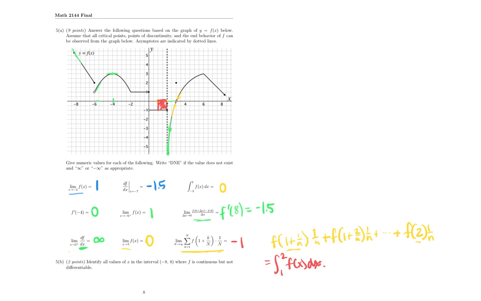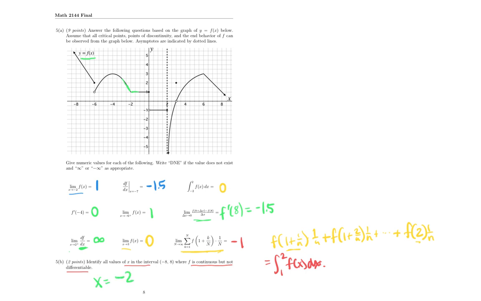Next it says, identify all the values of x in the interval where f is continuous but not differentiable. Okay, so if f is continuous but not differentiable, that means I don't pick up my pencil, but I might have some sort of a cusp. Now, I'm given the function f here, so I'm looking for where the slope on the right and left don't match up. So at -2, the slope on the right and left are different slopes. So x equal -2 is one of the answers.